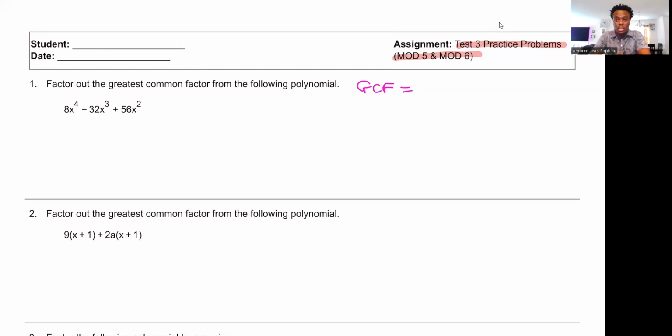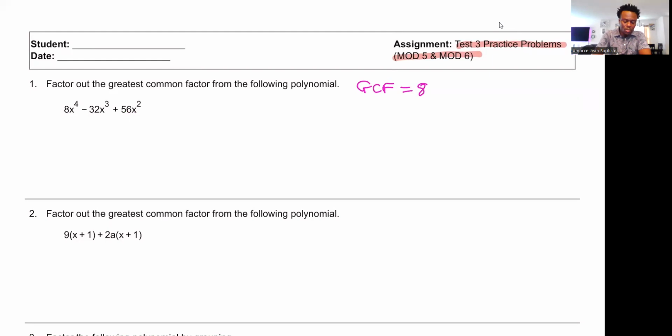I'm looking at this expression, right? I see 8, 32, and 56 are the coefficients of the terms. And when you check, you can see that 8 is the largest common factor for these coefficients. So 8 is going to be the coefficient of the GCF.